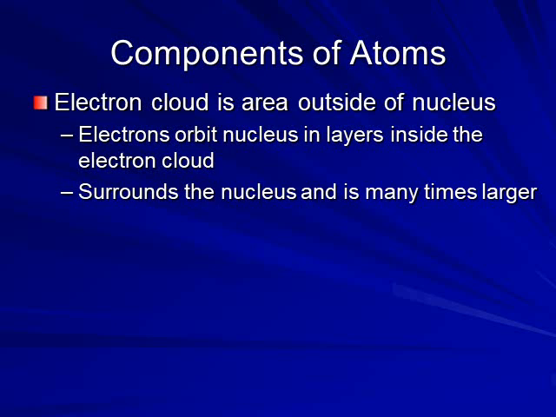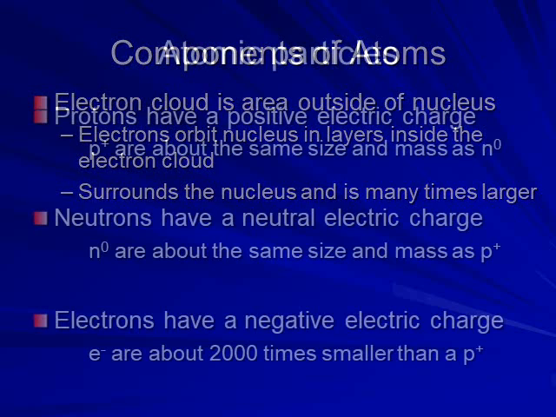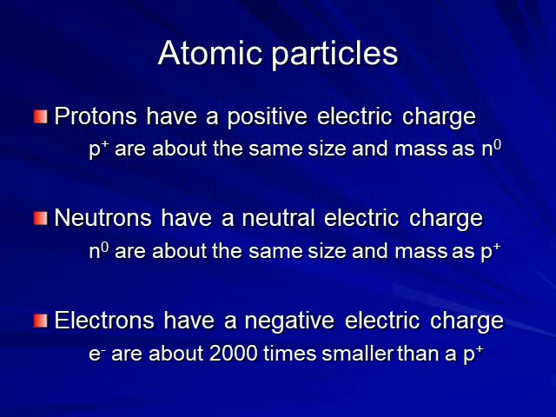Anyway, the electron cloud surrounds the nucleus and is many, many times larger than the nucleus. I mean, thousands of times larger than the nucleus. Very much like our solar system versus the sun. Thousands of times bigger. That kind of idea. About atomic particles. So here's just a quick snapshot of these particles, right?